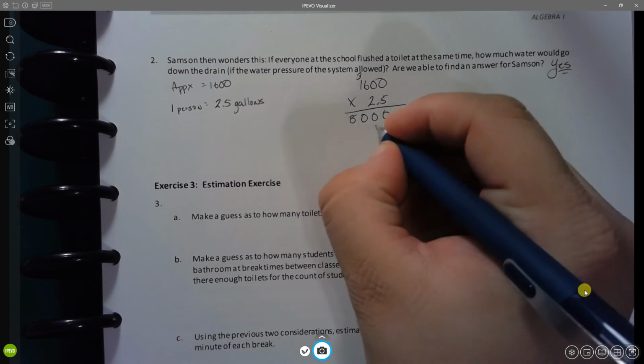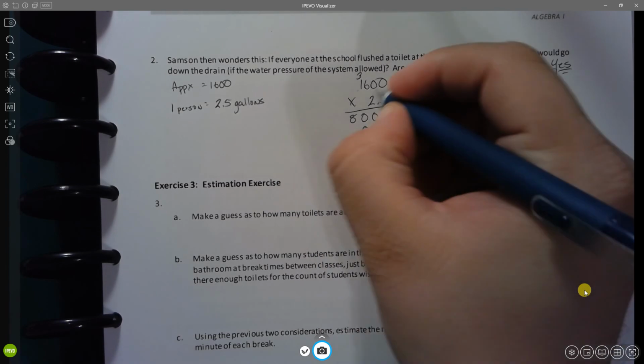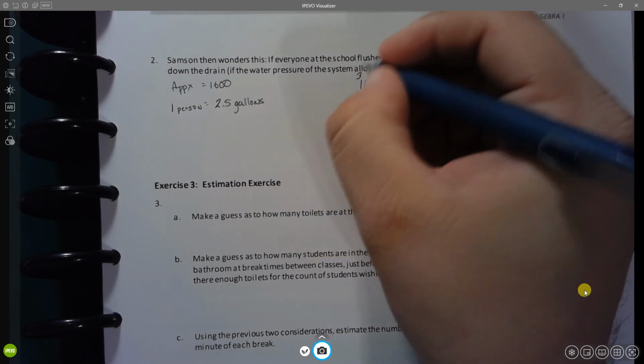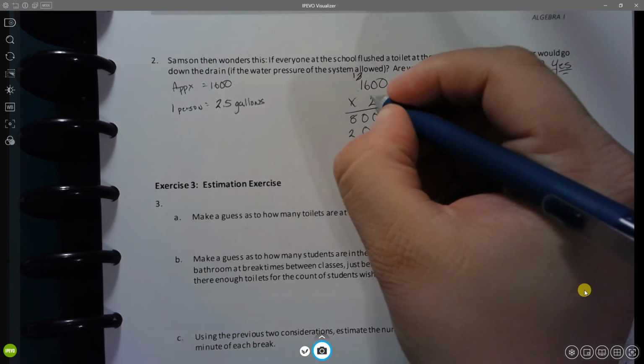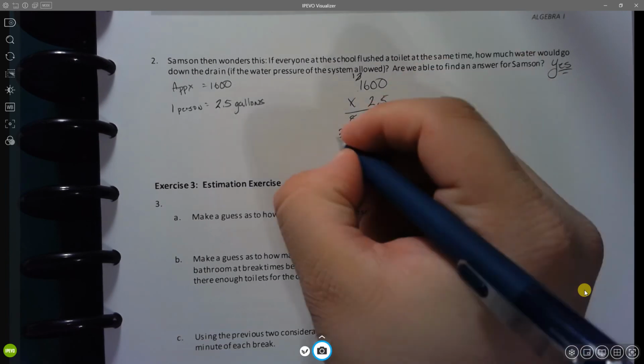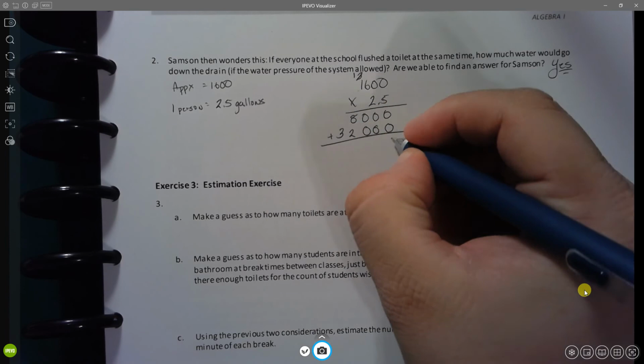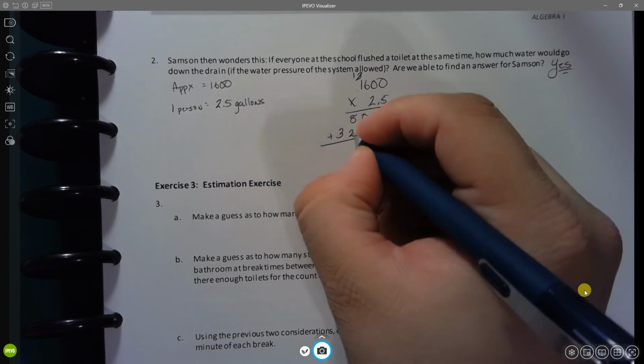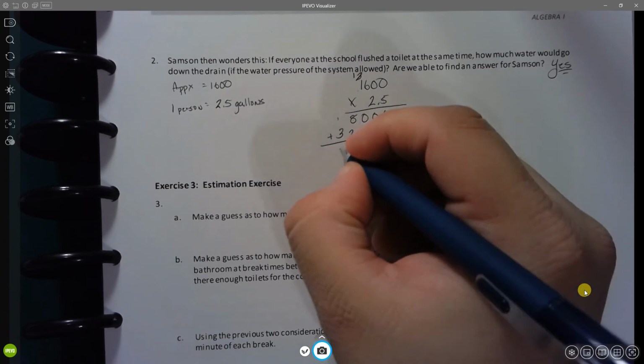2 times 0 is 0. 2 times 0 is 0. 2 times 6 is 12. Scratch out that 3, carry the 1. 2 times 1 is 2, plus 1 is 3. So now we add 0, 0, 0. 8 plus 2 is 10, carry the 1. 3 plus 1 is 4.